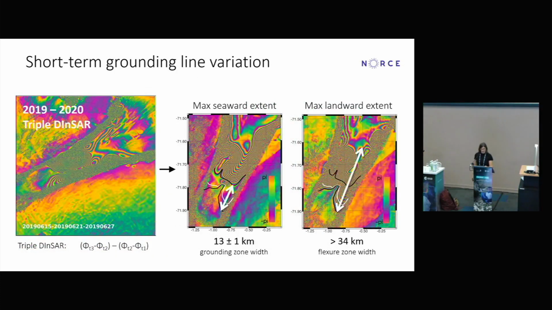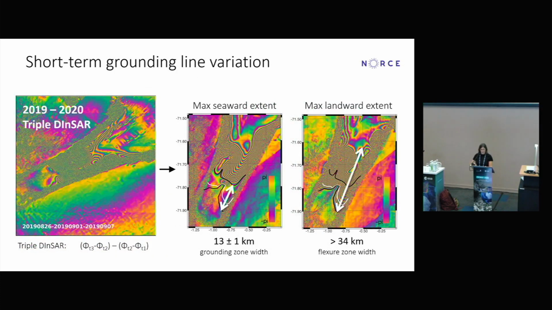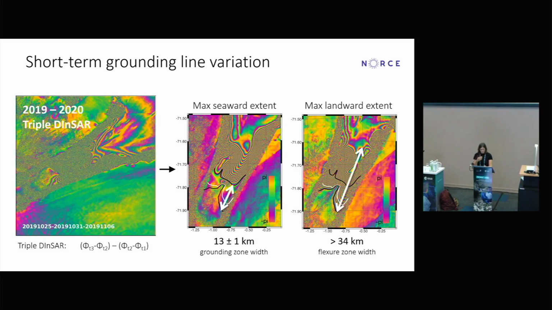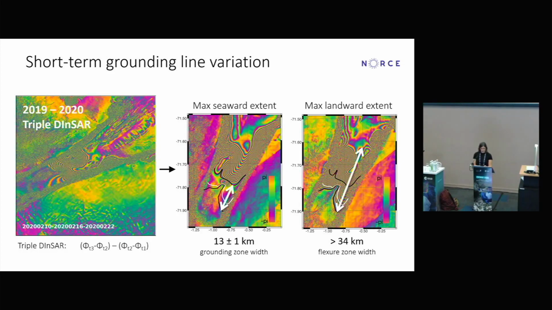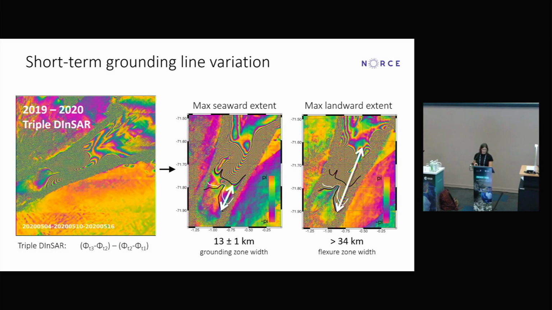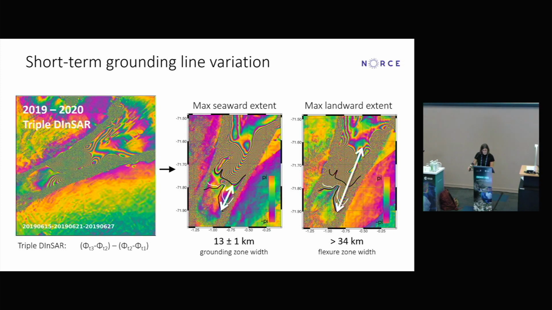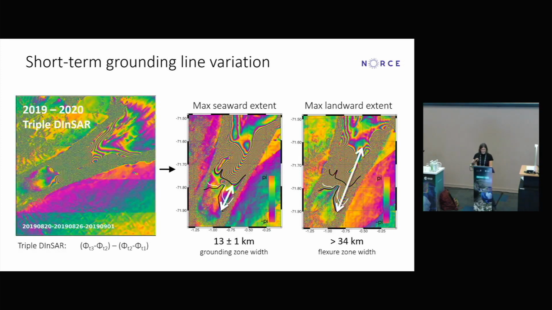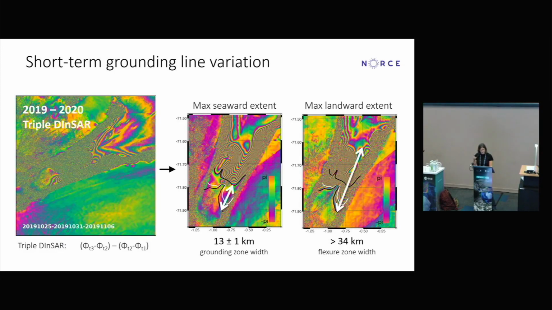So if we look now a bit closer, we're at this grounding zone. Using one orbit, we can create combinations of InSAR pairs. And here we show a 2-year time series of these daisy-chained interferograms. You can easily see on the animation on the left, that stopped for some reason. Now it's starting again, good. You can see the variation in extent of the grounding and the flexure zones.